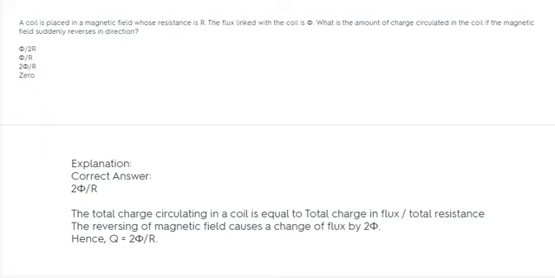The total charge circulating in a coil is equal to the total change in flux divided by the total resistance. The reversing of the magnetic field causes a change of flux by 2Φ. Hence, Q equals 2Φ/R.